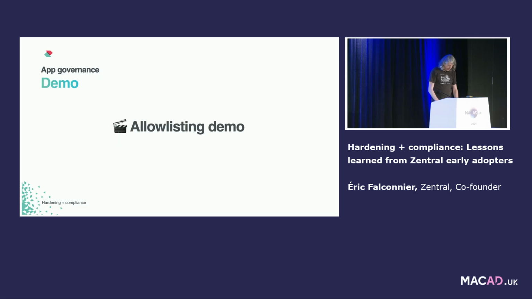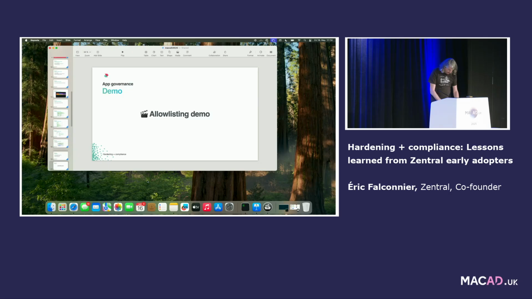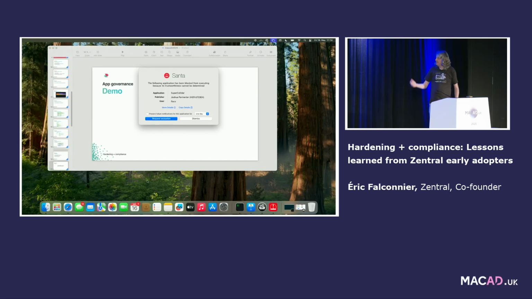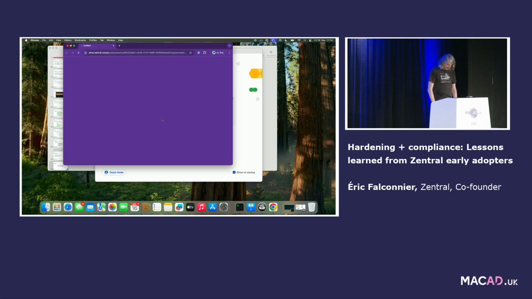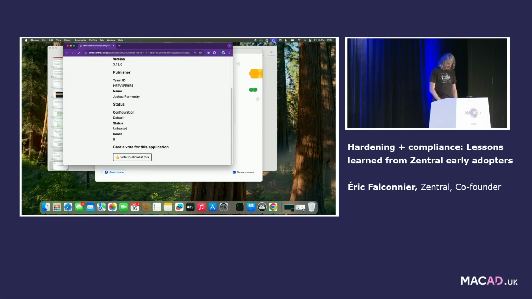I'm going to do a quick demo. Let me check how it works. So I'm trying to run Super Collider, and you can see that there's a pop-up. I cannot run Super Collider. But there's a button here saying request exception. I click on it, I'm brought to my IDP and then redirected to a user portal on Zentral. You can see that I'm authenticated, my device is recognized, I have some information about the thing, and I can vote for it.